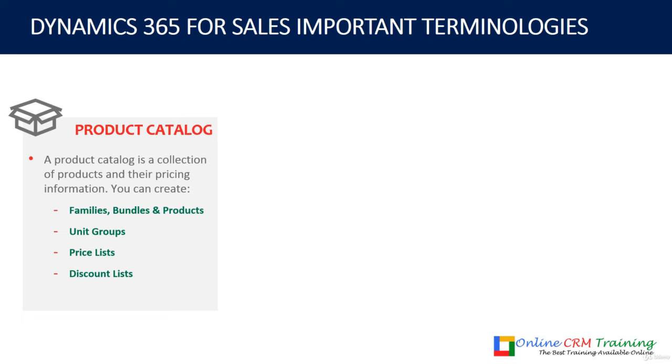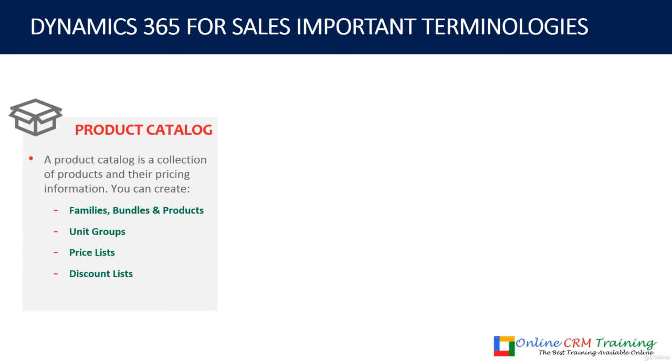So you can create families, bundles, and products. So products are individual items, bundles are a group of products that you can sell together to the customer, and families basically explain what common properties those products have, which you can define during the setup. You also define a unit group, which is how the product will be measured. It's in kgs, it's in pieces, it's in pounds, or maybe number of hours, right? So those are the unit groups.